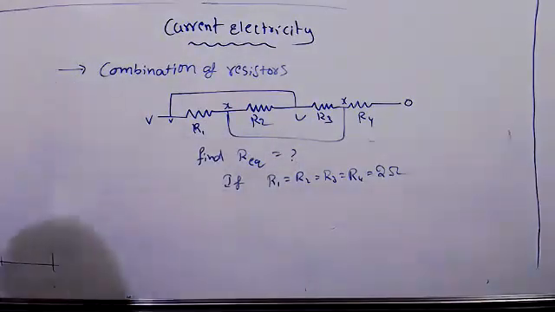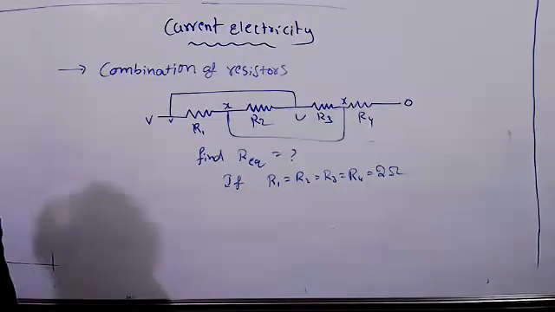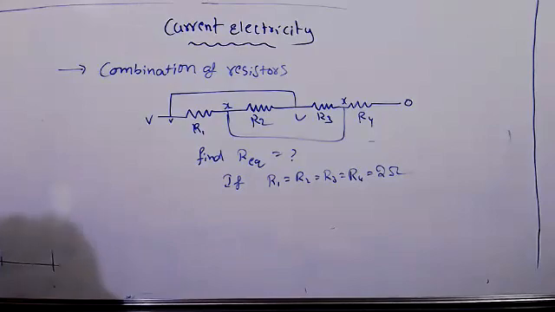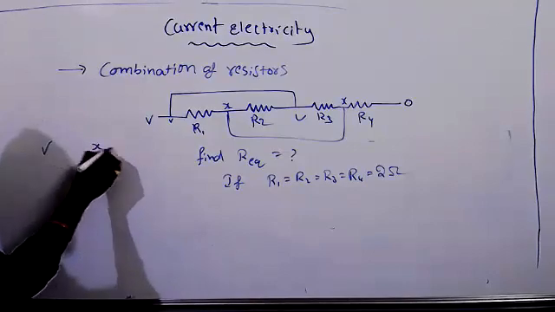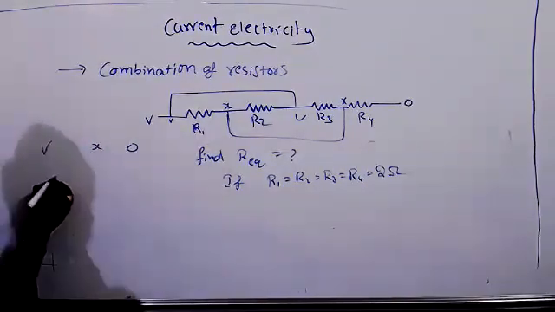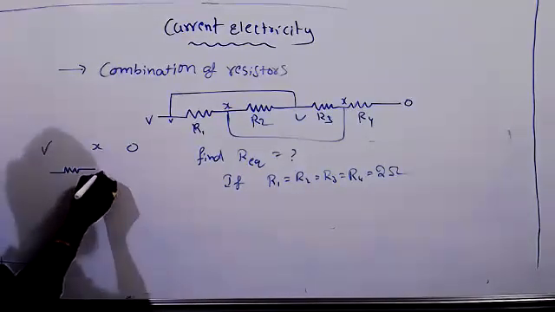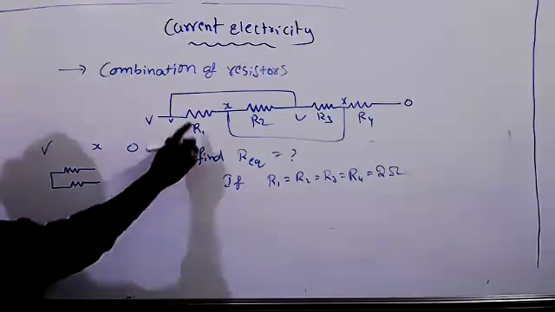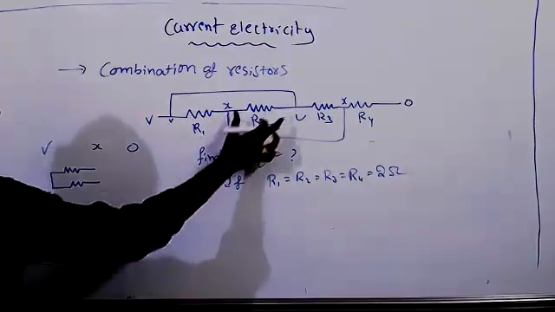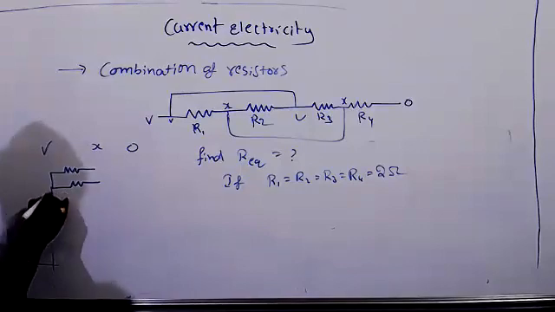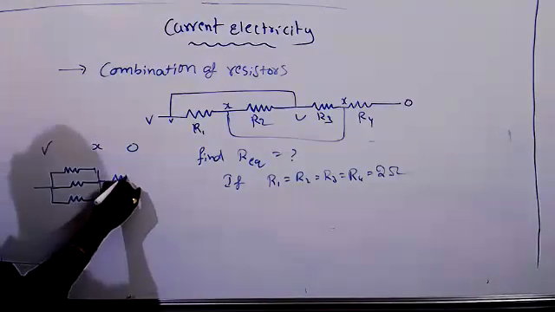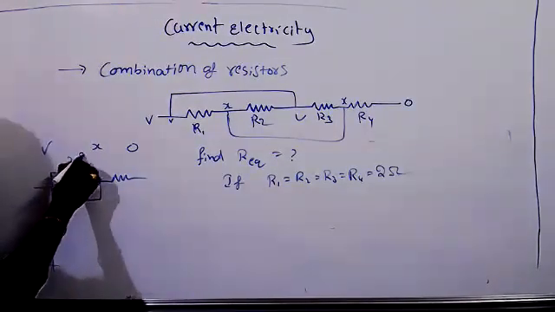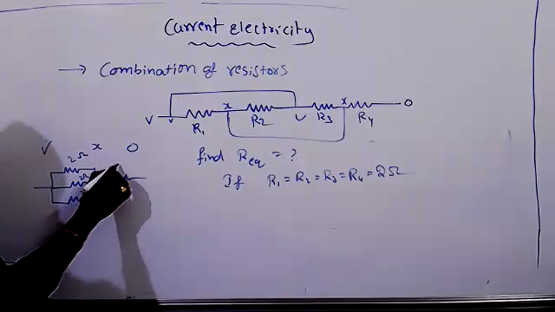Did you understand this method? Yes, sir. Now, how many points are there? We have V, X, and O. First resistor between V and X. Second resistor between V and X. Third resistor also V and X. Fourth resistor is X and O. 2 ohms, 2 ohms, 2 ohms, and 2 ohms.